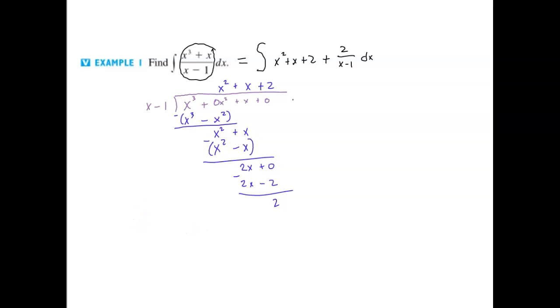All right, but now we have a new integral that's going to be a lot nicer to deal with. We can just do term by term anti-differentiation here, right? Antiderivative of x squared is x cubed over 3 plus x squared over 2 plus 2x. Now what about this integral? I can pull the 2 out. The integral of 1 over x minus 1 dx.